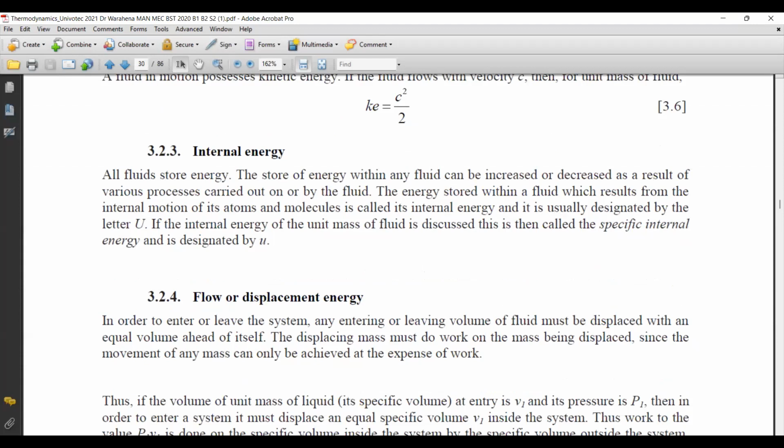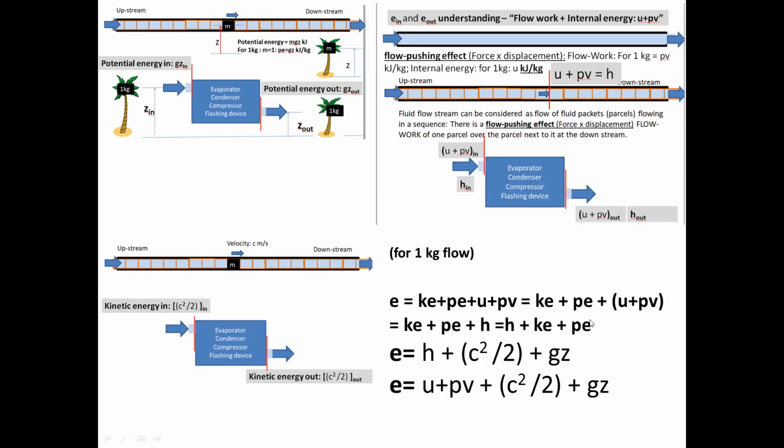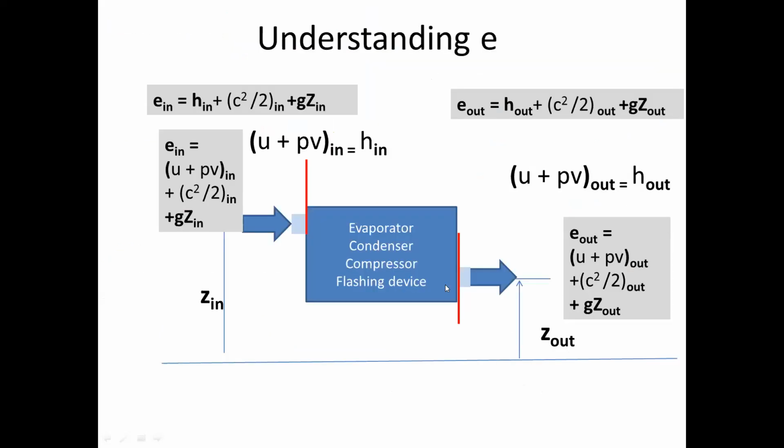So all together, these 4 components, you can see here: 1, 2, 3, 4, and U plus PV, the two combined as H. So you have 1, 2, 3, 4: internal energy, flow work, kinetic energy, potential energy for 1 kg flow. I think well understood. In and out.